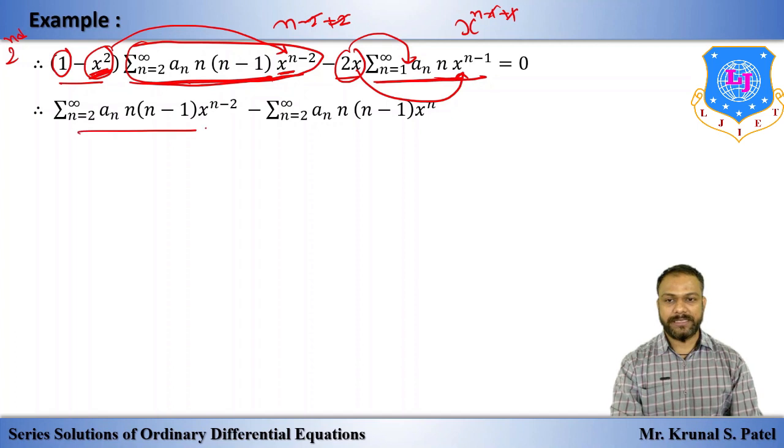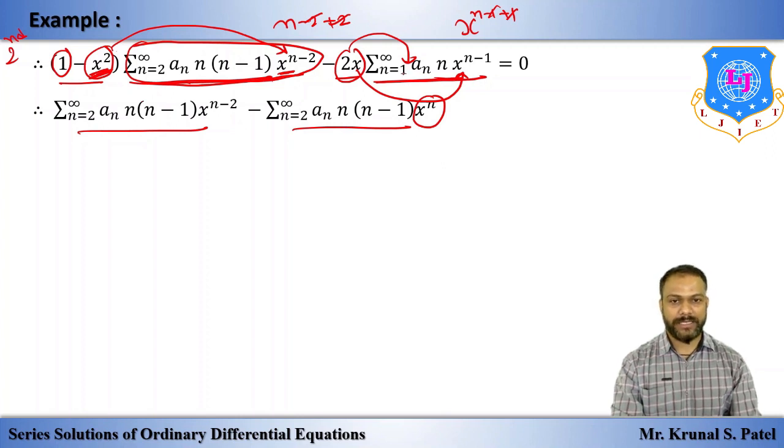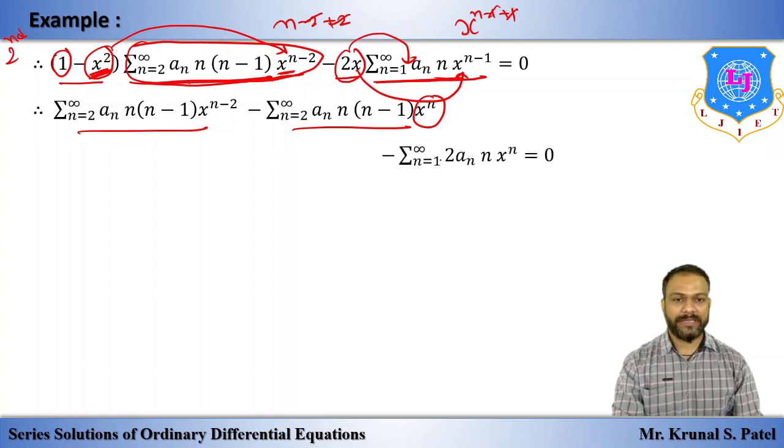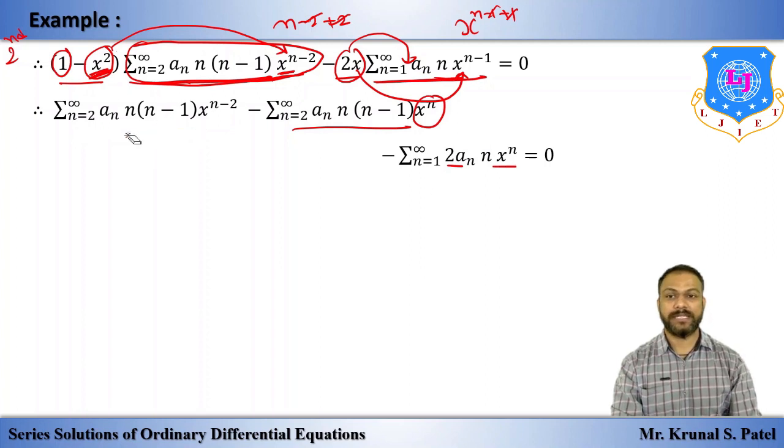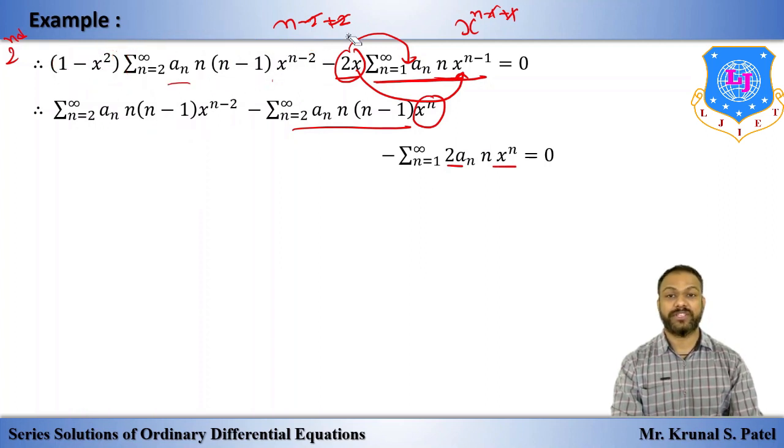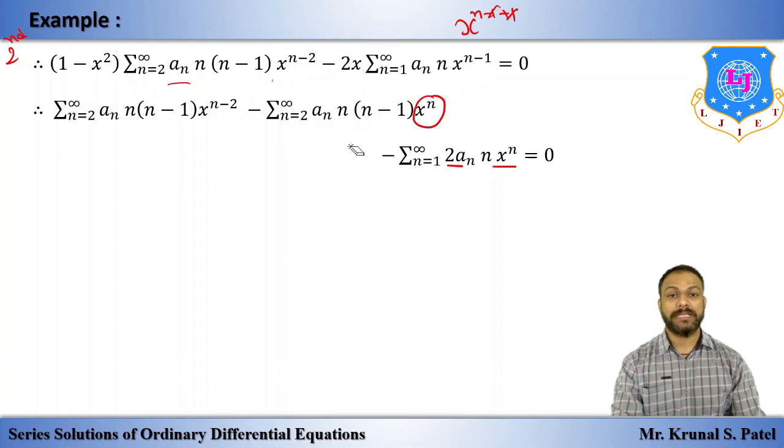1 multiplied with this is this, and x square multiplied with this, as I told, gives x raised to n. Okay, and sigma n equal to 2 is as it is. Now we will multiply this 2x inside this sigma. So we have minus 2 here with a_n, and x goes with this x, so x raised to n. Okay, so this is our third step, simplification.